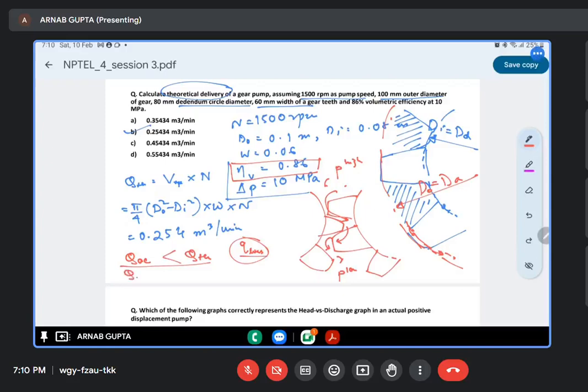So Q actual is your 0.86, that is 0.254. How much is that?